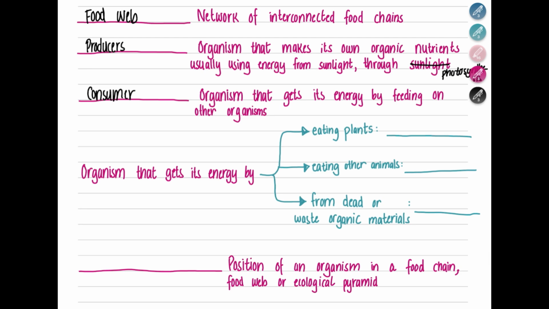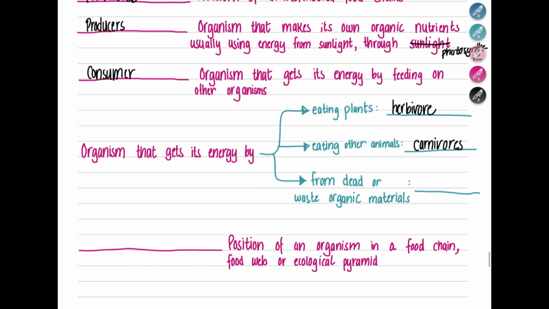Now, an organism that gets its energy by eating plants is a herbivore. Animals like deer and rabbits eat plants, so these are herbivores. Animals that eat other animals are known as carnivores, for example, lions. There are also omnivores, which can eat both plants and animals, like human beings.